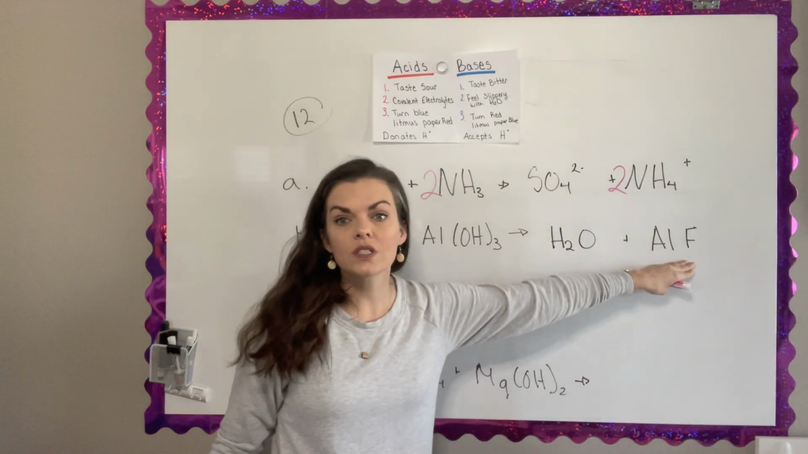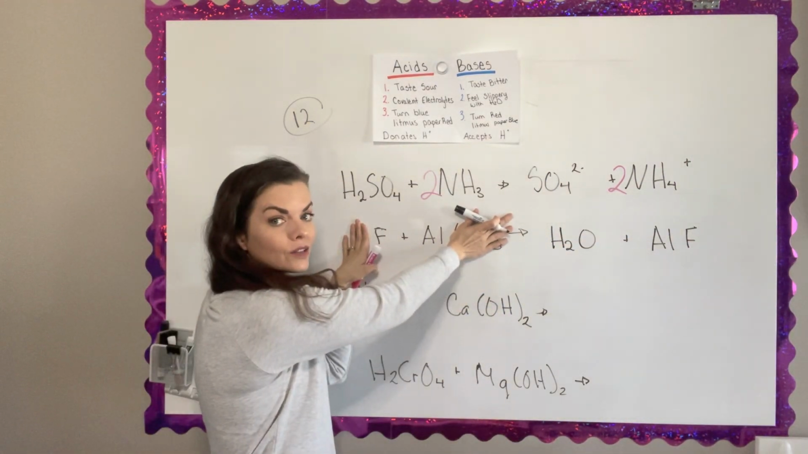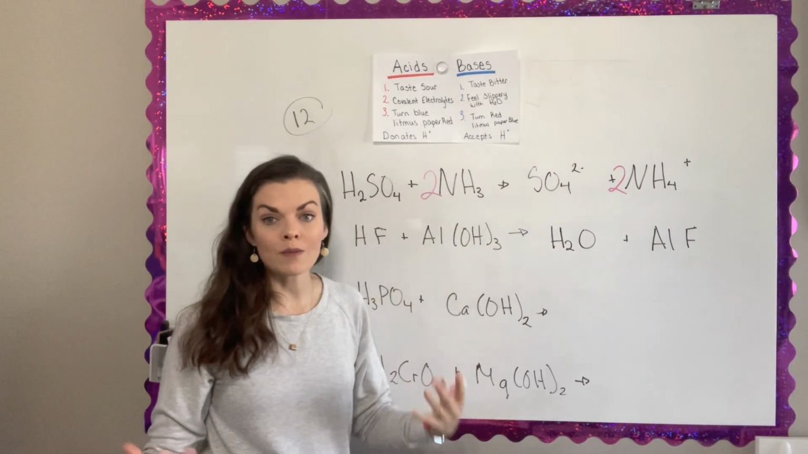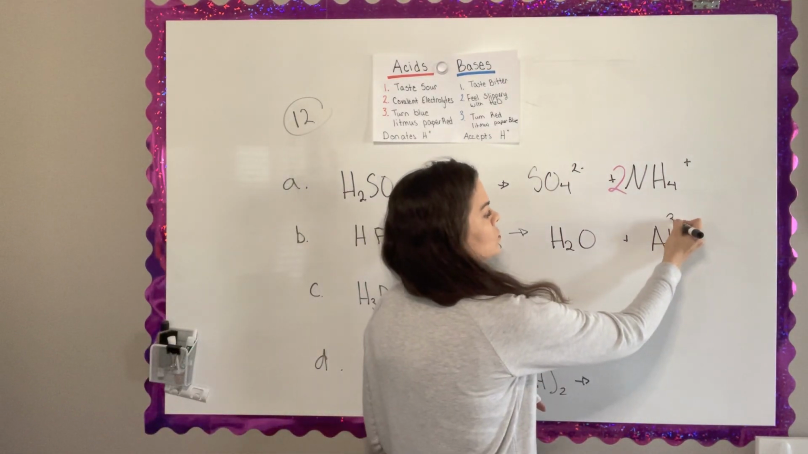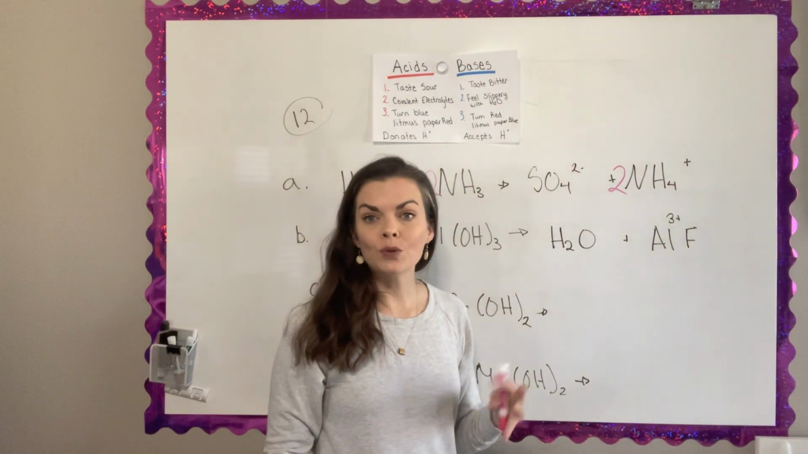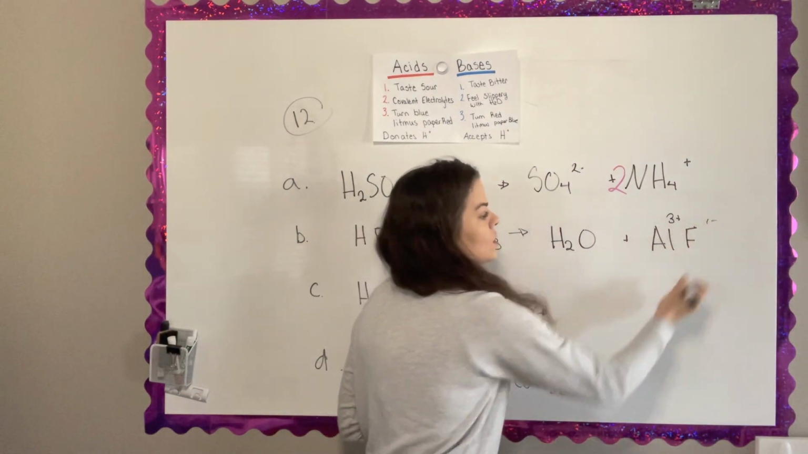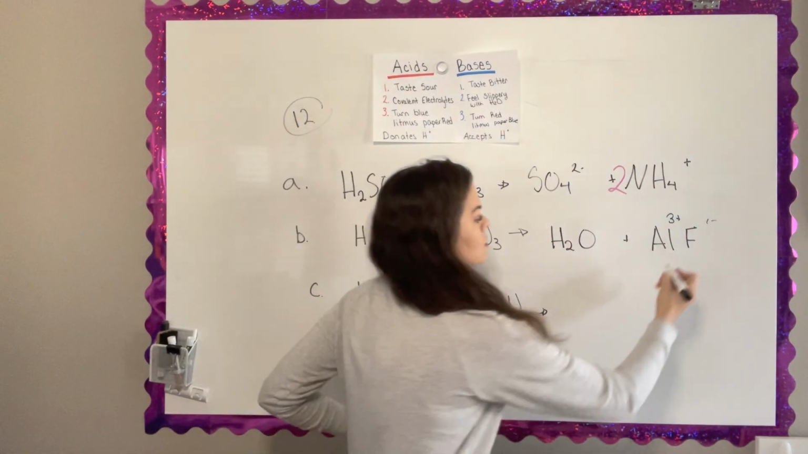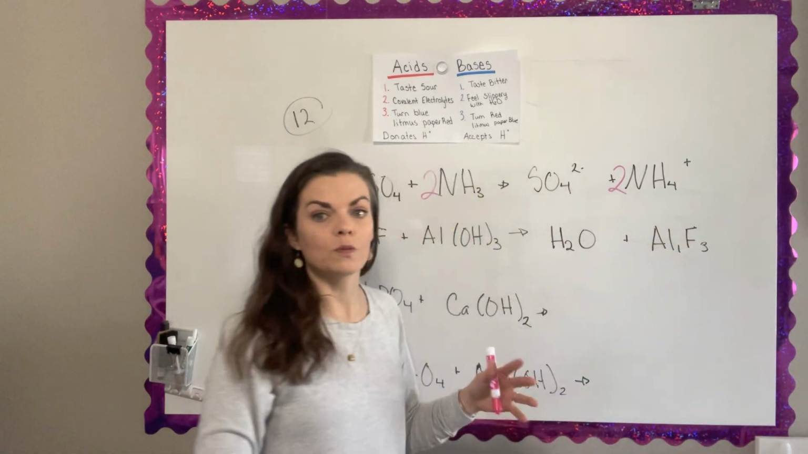And then when I take what's left over, after I pull the hydrogens and the hydroxide out, I'm left with a fluoride and an aluminum. So I'm going to have to make a compound for that. Now, if you remember, aluminum has a charge of 3 plus, and fluorine has a charge of 1 negative. So you're going to have to do your crisscross method to balance out your charges. And you have aluminum fluoride.